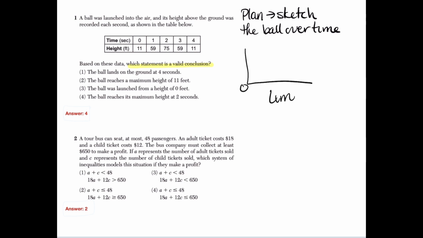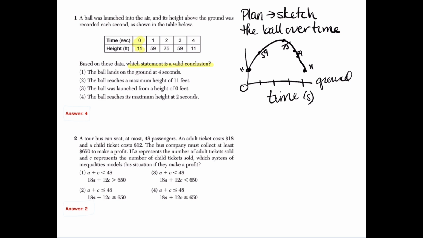Okay, so here's time. At 0, we know that this means the ground, and time is going to be in seconds. So we have 0, 1, 2, 3, 4 seconds. And I noticed that the ball is really starting at a height of 11. So it's starting, and I get to make this up, at 11, and then it goes up to 59, and then it goes up again to 75, and now it starts to fall down to 59 and down to 11. So this is just, again, a sketch. It's making that upside down parabola.